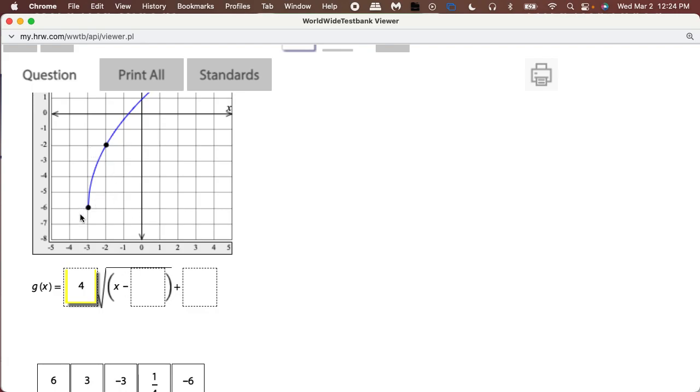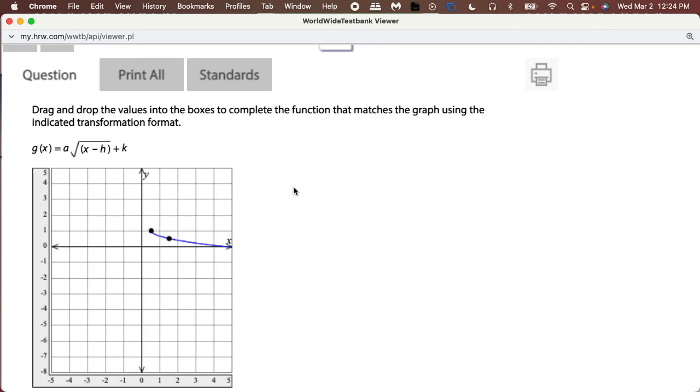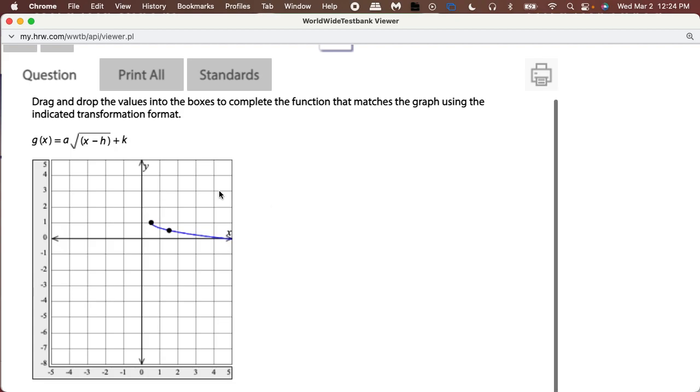Okay, what is this x value? Right here in your face, you see that -3? Don't change the sign. See that -6? Don't change the sign. H and K. We are empowered by H and K. Okay, the last one's just an A.